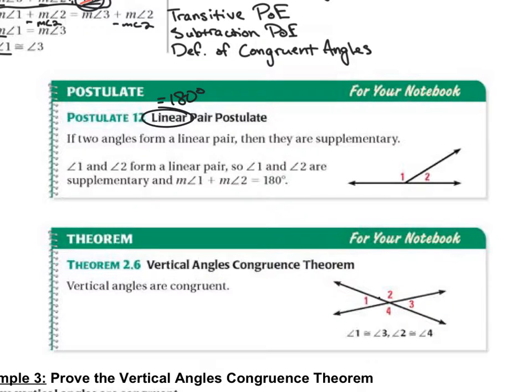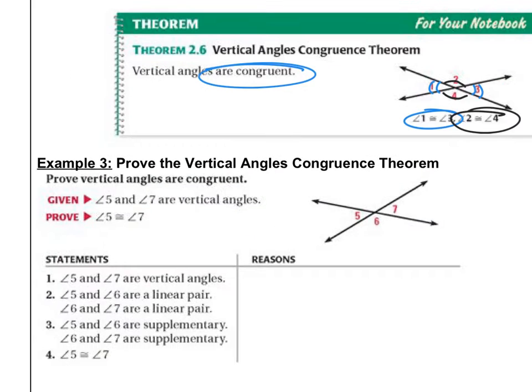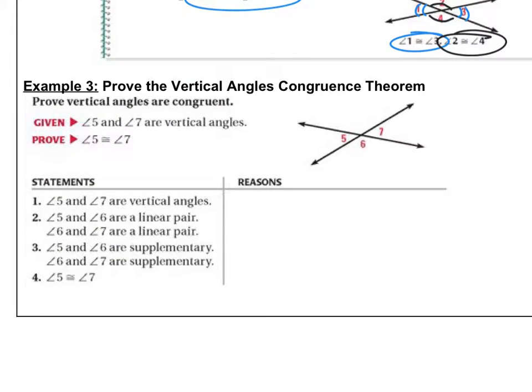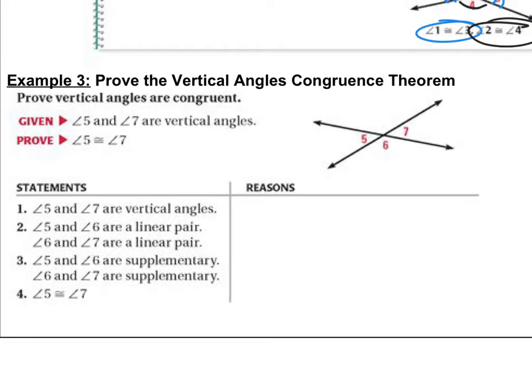So 2 and 4 are vertical angles, and 1 and 3 are vertical angles. What we haven't talked about yet is now vertical angles are congruent. So when they're across from each other, like 1 and 3 are congruent, and 2 and 4 are congruent. Okay? So we're going to prove the vertical angles congruence theorem through this proof right here.